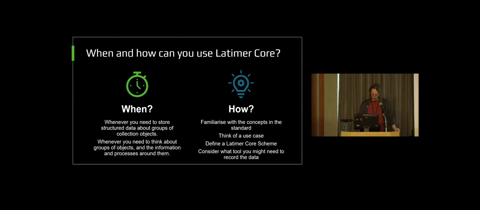So thinking about what objects can be and how they interact and how to describe them, if you think of a use case that you have for recording information about groups, you should be able to define the information or the kind of use case in the Latimer Core schema. It's very flexible. And we don't imagine that when you come and use Latimer Core, you'll use everything in it. You'll use a subset of those terms.